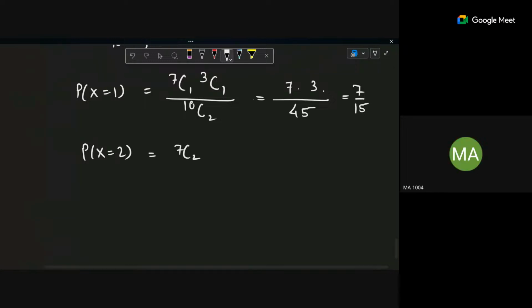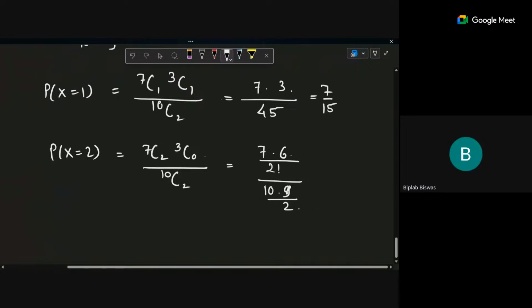7C2, 3C0, right? 2 milk chocolates and 0 dark chocolate, over 10C2. 7C2 is what? 7 into 6 by 2 factorial, that is 21. And 10C2 is 10 into 9 by 2, which is again 45. So again it is 7 by 15, right?